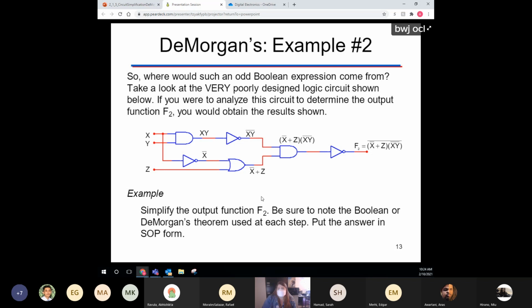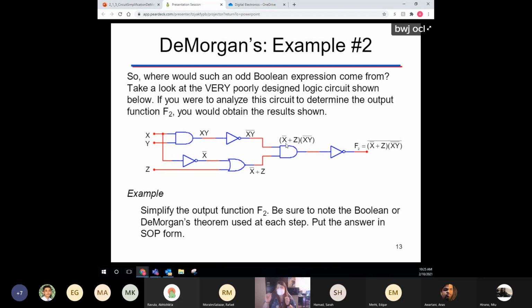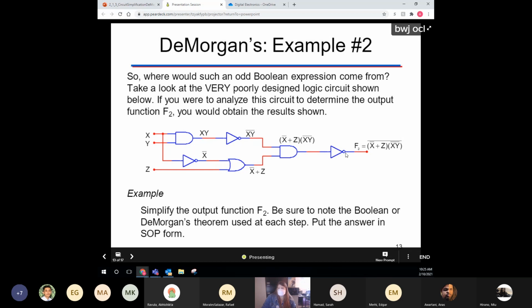So how this happens, let's start at the top. We have x, y, so we have an AND gate making it x, y. Then we invert x times y, which gives us not x, y. And notice the bars over both of them. It's not x times not y, it's not the product. Then on the bottom, we have not x plus z. And then when we use an AND gate, we multiply those together. So we get not x plus z from the bottom times not the product of x y. And then just for fun, they inverted the whole thing. So we get a bar over the entire equation.